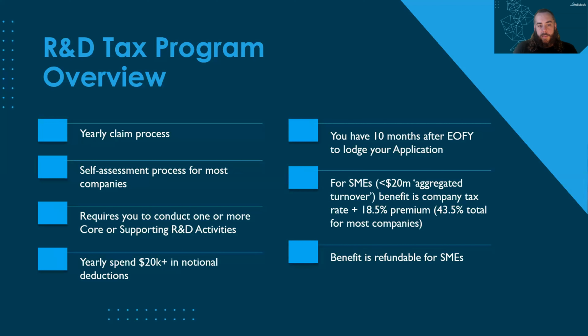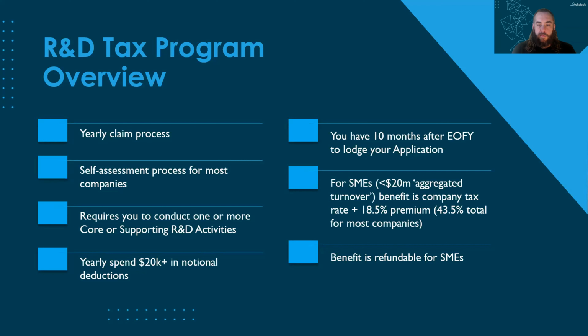You must have spent at least $20,000 in notional R&D deductions in a particular financial year. There is an exception if you use a research service provider, someone like the CSIRO, a university, or a private research organization that's on that list, but generally $20,000 plus. For small to medium enterprises, so aggregated turnover of less than $20 million in the year, the benefit will be the company tax rate plus 18.5% R&D premium. That gives you the 43.5% for most companies at the moment.